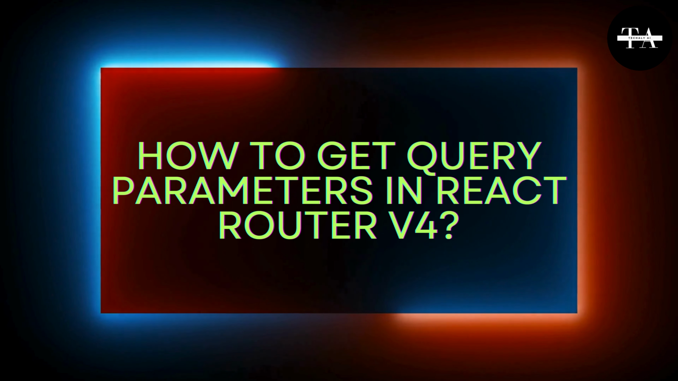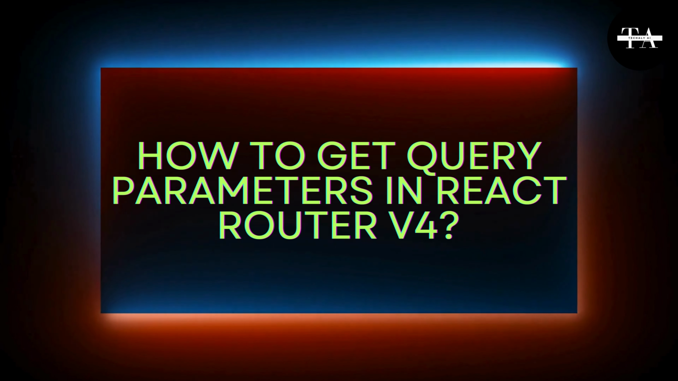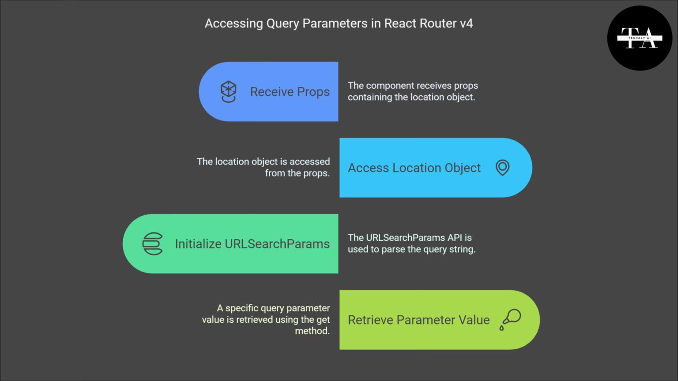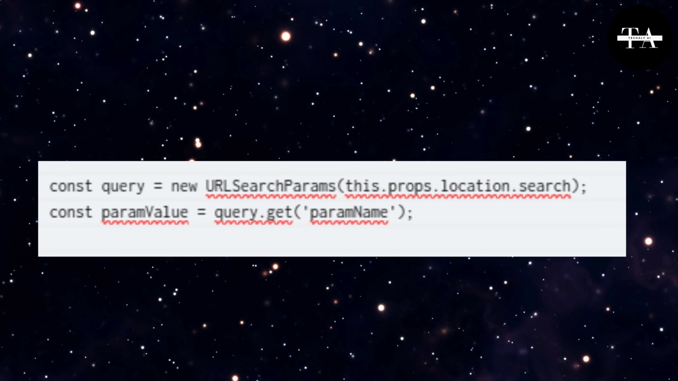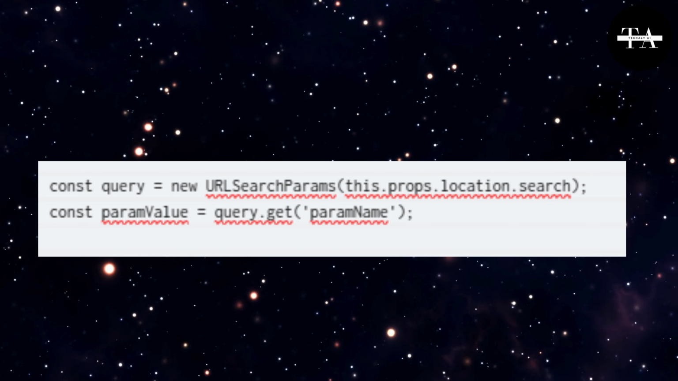How to get query parameters in React Router v4? To access query parameters in React Router v4, you can use the location object provided by the props. The query parameters can be parsed using the URLSearchParams API.